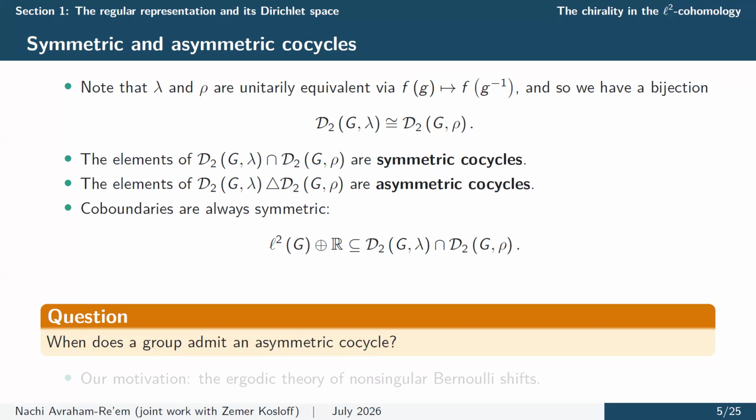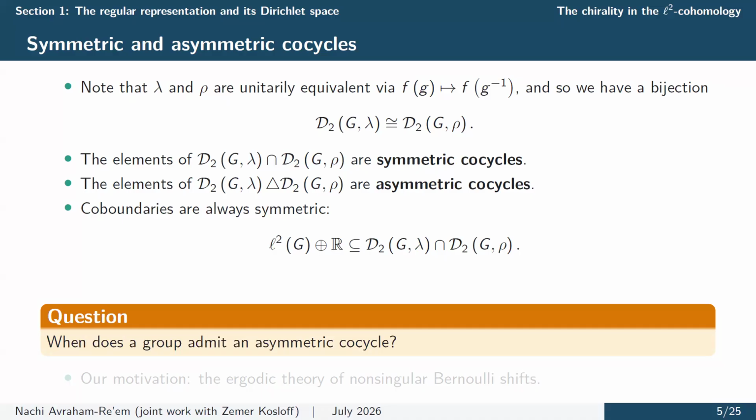Maybe we can observe that abelian groups, of course, do not have an asymmetric cocycle. It's literally the same to translate from the left or from the right. But beyond the abelian groups, what groups can have an asymmetric cocycle? Some kind of strange function.